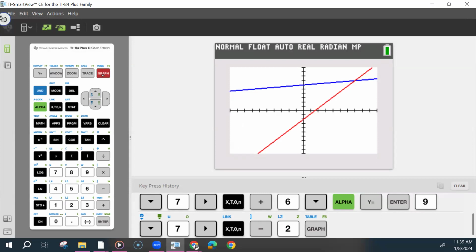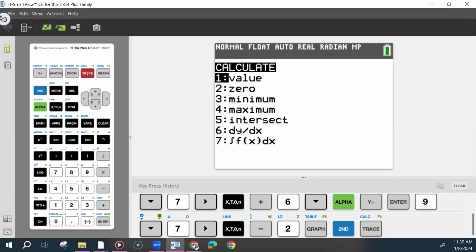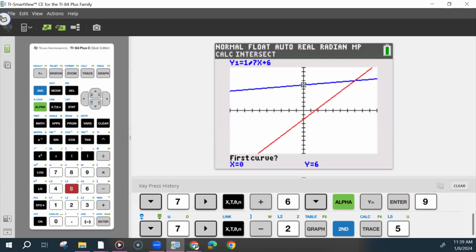If you can see where they cross, then you can either try to count this. My eyesight isn't the greatest all the time, so I miscount. So to confirm, I could go into second trace. Which of these do you think we're looking for? Intersect, so number 5. And then it says first curve, that's really just your first line, hit enter. Second curve, it will jump to the second line, hit enter again. You don't want to guess, you want the calculator to do the work, hit enter one more time, and it'll tell you what the intersection point is. That way you don't have to count or miscount, and you get the right answer.